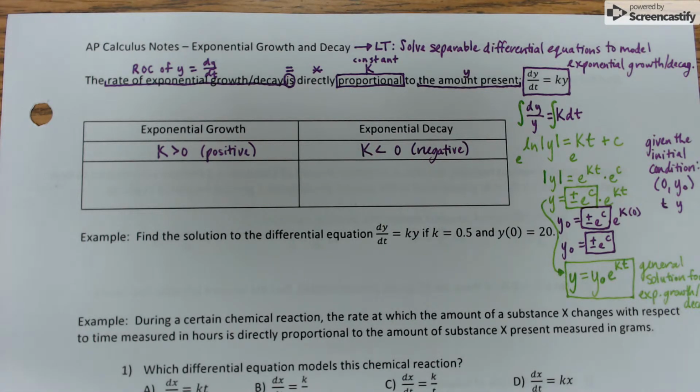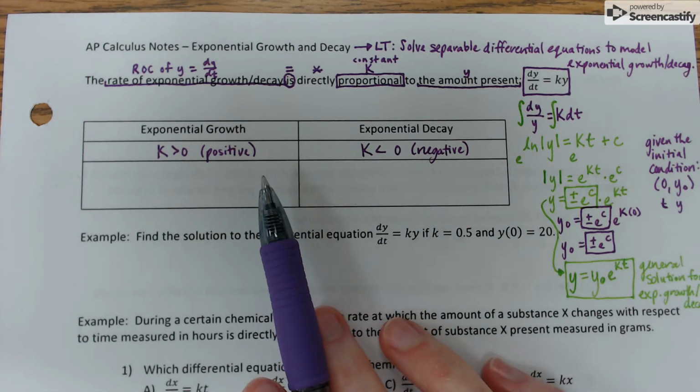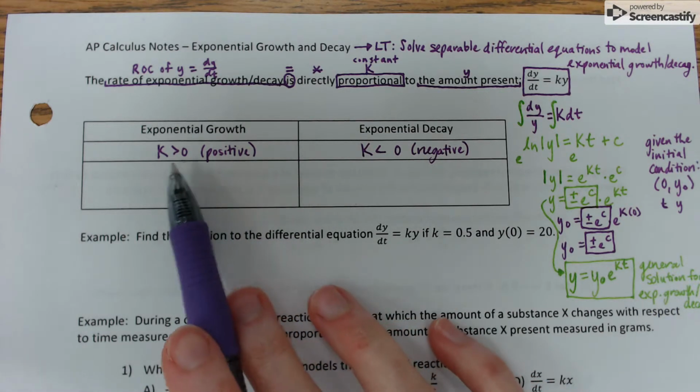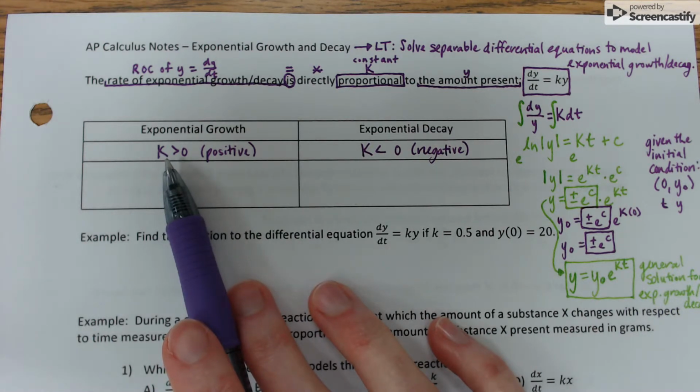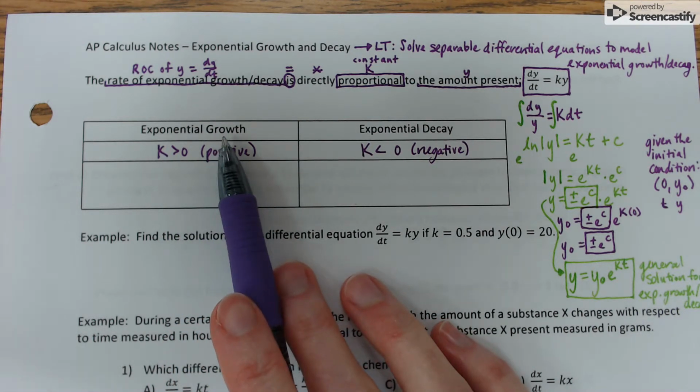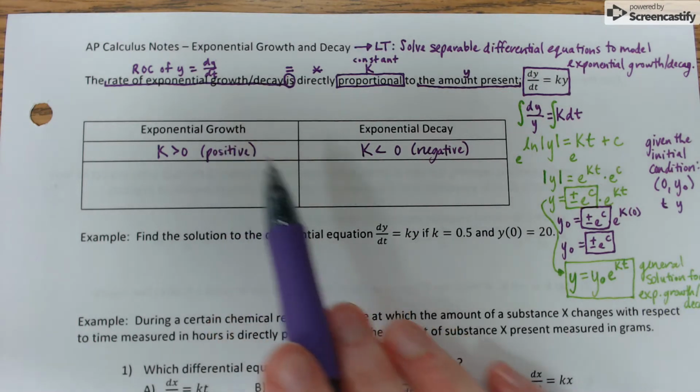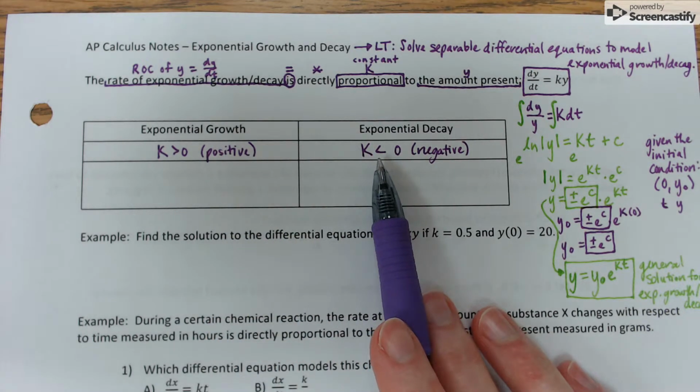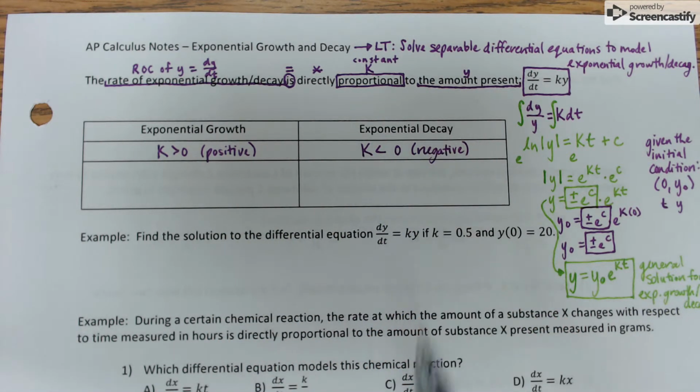You might be wondering, why is it possible to use the same equation to represent both growth and decay? And it all depends on that constant k that we've been talking about that gives the relationship between the rate and the amount present. So if our k value or constant is greater than 0 or positive, it represents a growth in the amount. And if that k constant is less than 0 or negative, it represents a decay in the amount.